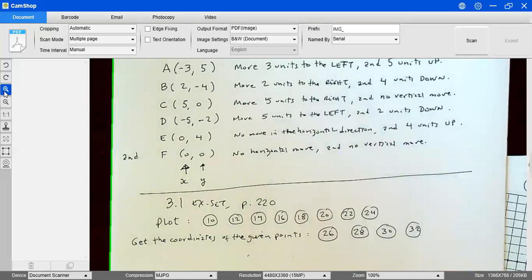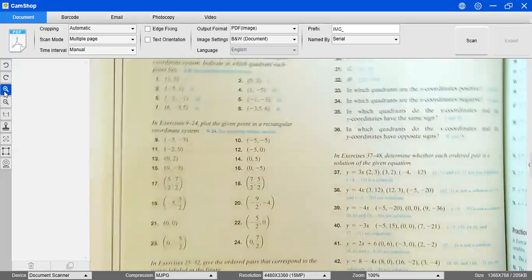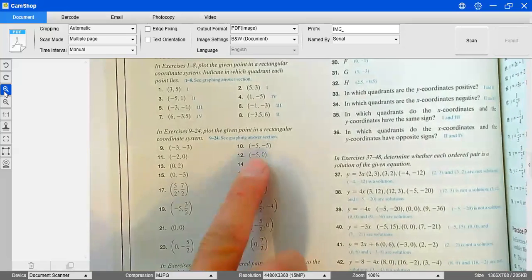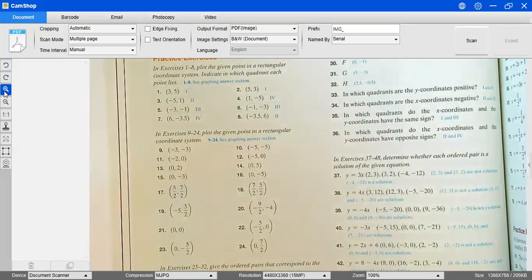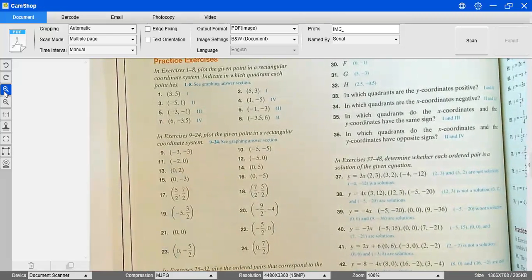So I'm going to show you the book. So first, for problems 10, 12, 14, 16, 18, 20, 22, and 24, you have here the coordinates. So these are the coordinates that you're going to plot, this column. You can also plot these other ones if you want to practice more, right? So these are the points that you're going to plot.